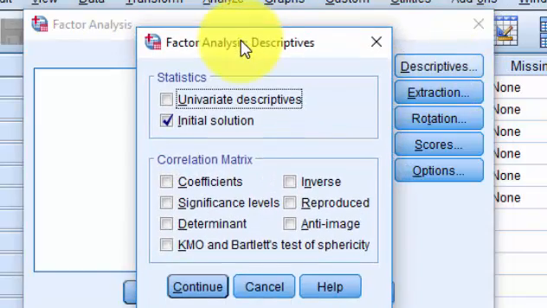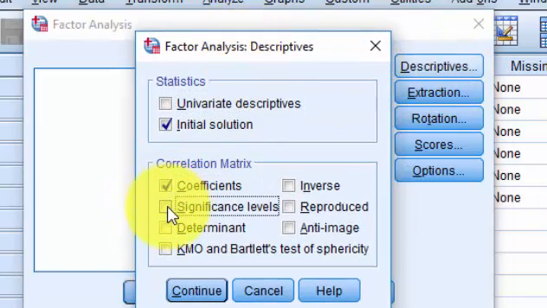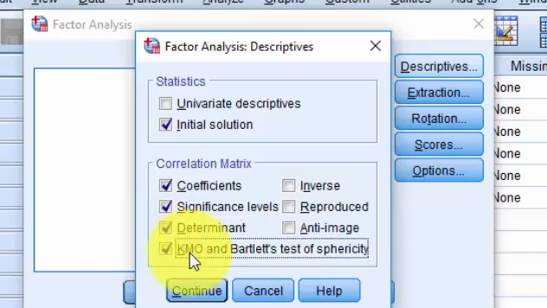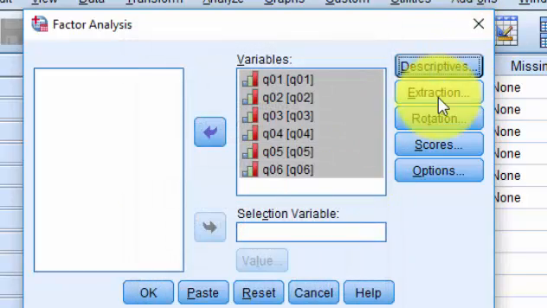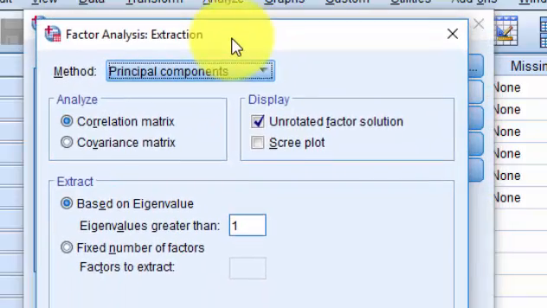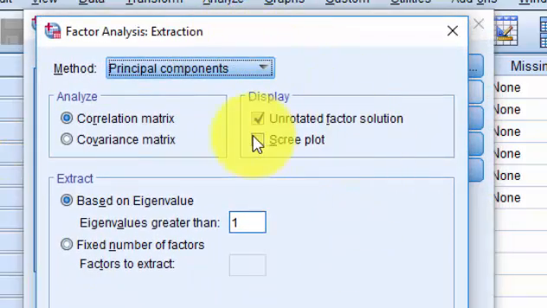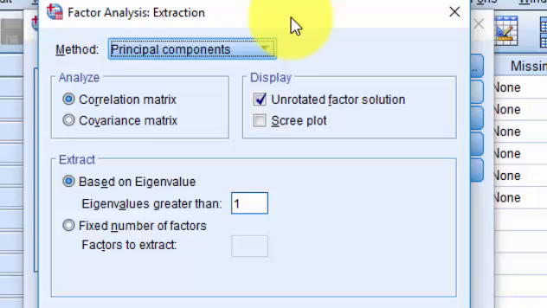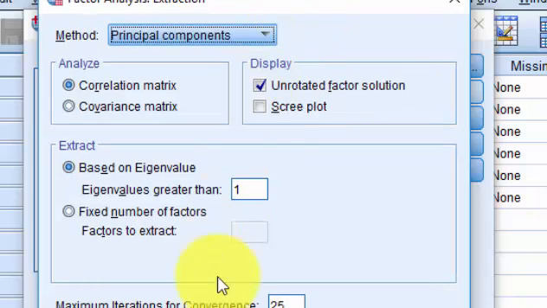Descriptives. You always want coefficients, significance levels, determinants, KMO and Bartlett's. Extraction, nothing to do here. I don't care about scree plots anymore. Some of the other teachers will. I personally do not.